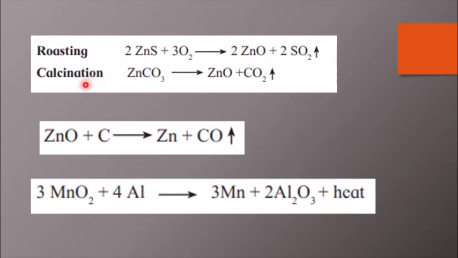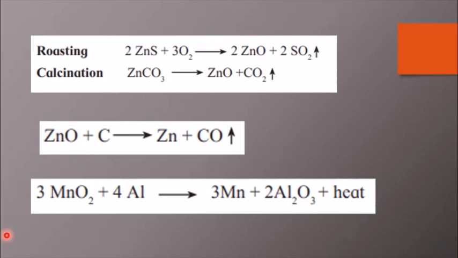Next is the calcination. In calcination we convert the carbonate. Here we have zinc carbonate, any carbonate can be there. So we have the metal zinc along with carbonate. Zinc carbonate can be converted to zinc oxide with the process of calcination.